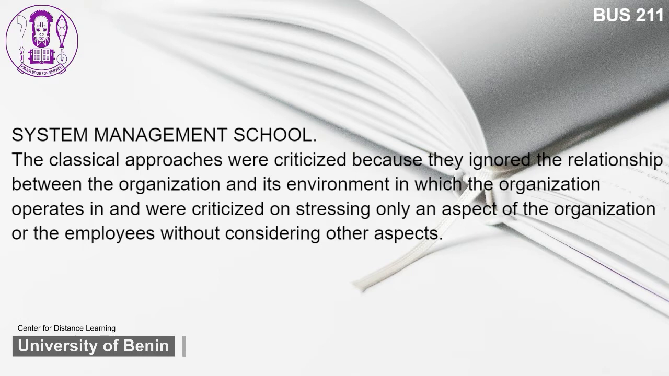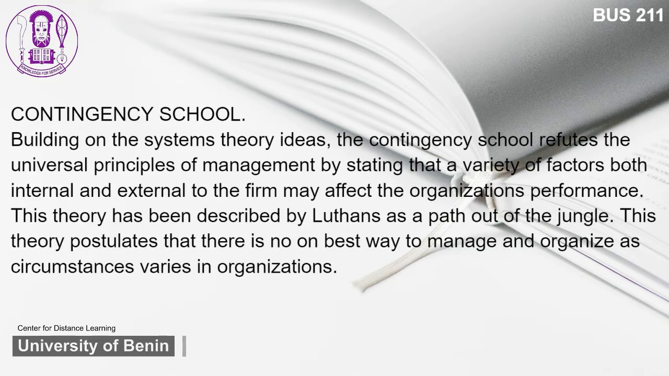System Management School. The classical approaches were criticized because they ignored the relationship between the organization and the environment in which the organization operates, and were criticized for stressing only an aspect of the organization or the employees without considering other aspects. Contingency School. Building on the systems theory ideas, the contingency school refutes the universal principles of management by stating that a variety of factors both internal and external to the firm may affect the organization's performance. This theory has been described by Luthans as a path out of the jungle. This theory postulates that there is no one best way to manage and organize as circumstances vary in organizations.